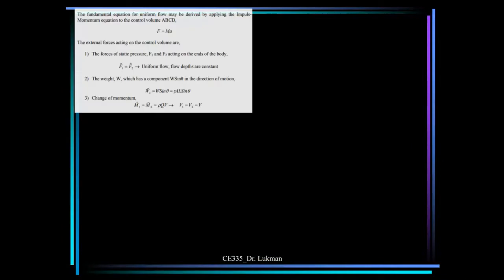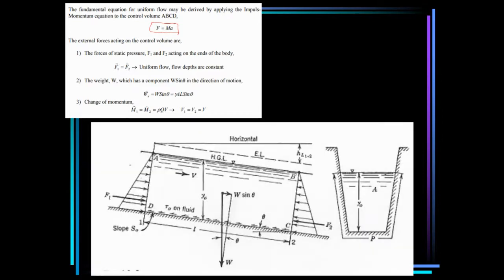Now, I already started expatiating that we have F equals ma, which is fluid kinetics, because we are accounting for the forces causing the motion. When you look at the figure now, try to represent all the forces acting. You have the weight acting, W sin theta in the direction of flow because of the tilt, because of the slope. You have the pressure forces F1 and F2.